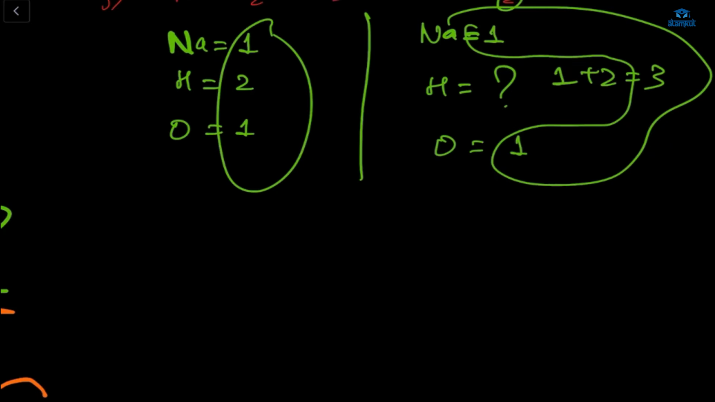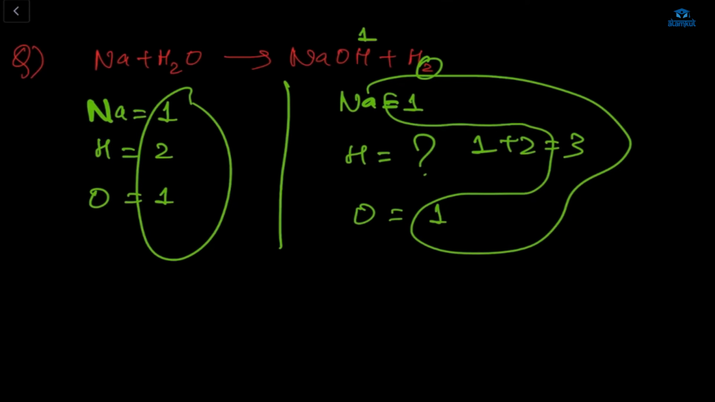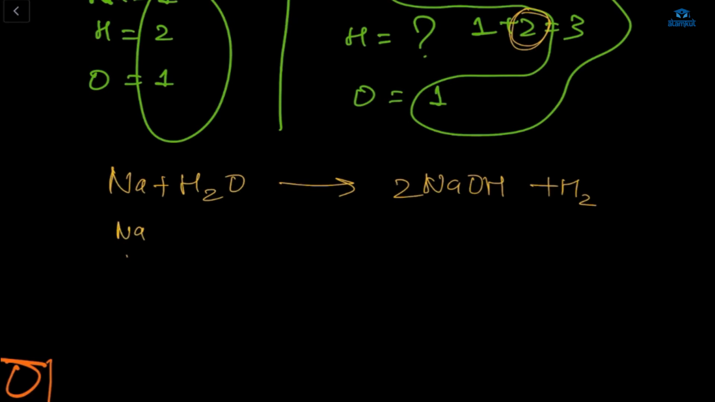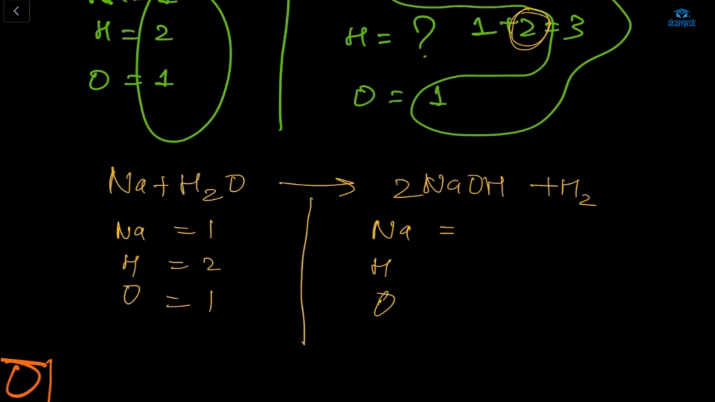No idea? Nobody? Okay. So what we will do, how to get this thing 2, this even 2. See, can I write like this? Na plus H2O giving 2 NaOH plus H2. Can I write like this? It will be what? Here Na, H and O. Here Na will be 1, H will be 2, O will be 1. And here Na, H and O. Here Na will be 2. And my O will be 1.